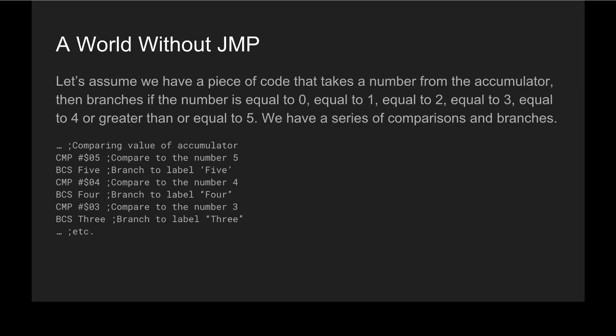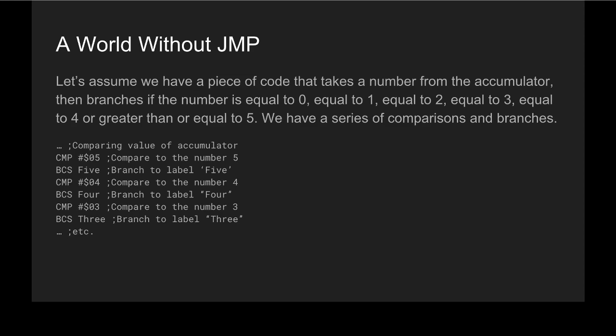So what would it be like without jump if we only had branches? Let's assume we have a piece of code that takes a number from the accumulator, then branches if the number is 0, 1, 2, 3, 4, or 5 or higher. We have a series of comparisons and branches. I've omitted some of them just because this block of code would have gone off the screen had I decided to put everything I actually wanted to fit in.